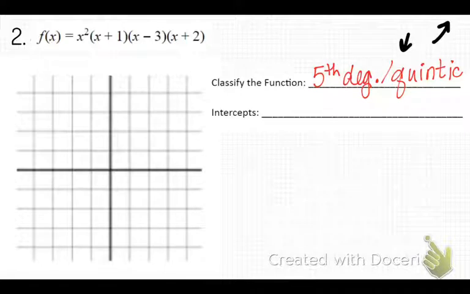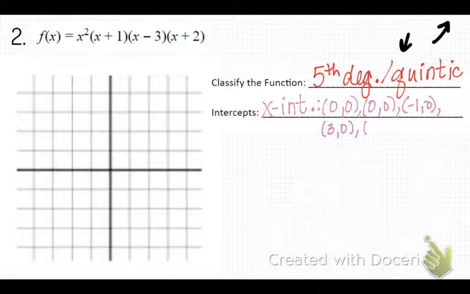So now for my intercepts, what's the first kind that I need? X-intercept, and it is 0, 0. Good. What's my next intercept? 0, 0 again. My third one? Negative 1, 0. My fourth one? 3, 0. And my last one? Negative 2, 0. Okay, next is what? What do I have after x-intercepts? Y-intercepts. Well, just one. And what is my y-intercept? 0, 0. Perfect.